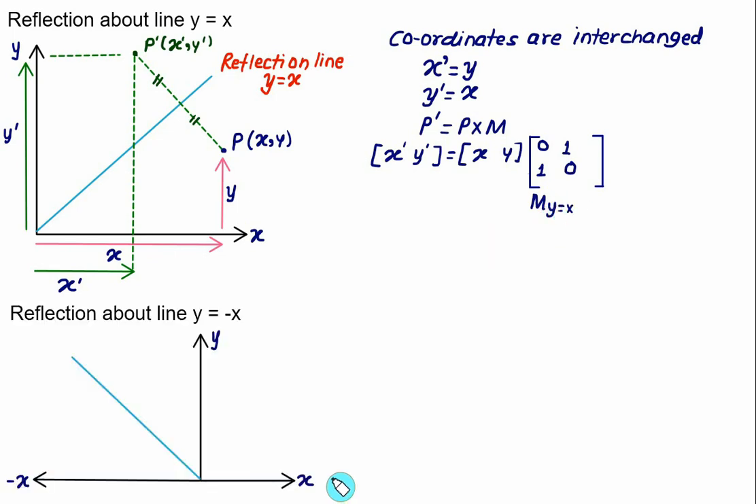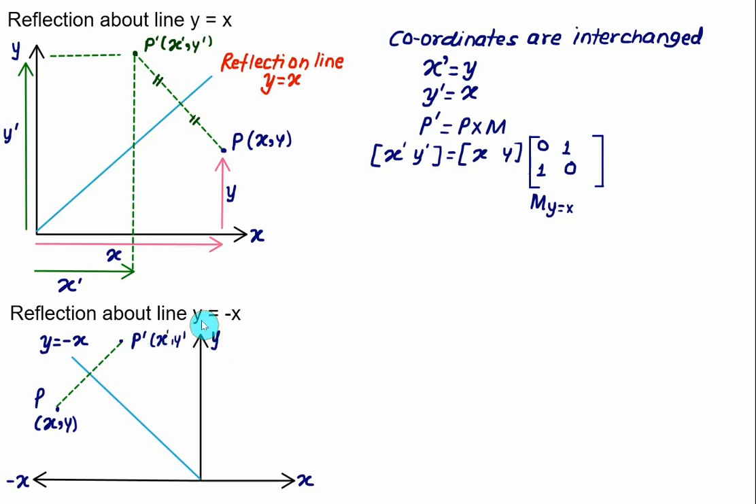Now consider a second situation in which we want to take the reflection about a line y is equal to minus x. This slope is negative, and this reflection line has slope equal to minus 1, and we have the equation y is equal to minus x. If you have any point P here which originally has coordinates x comma y, you will get a new point P prime which has coordinates x prime, y prime.